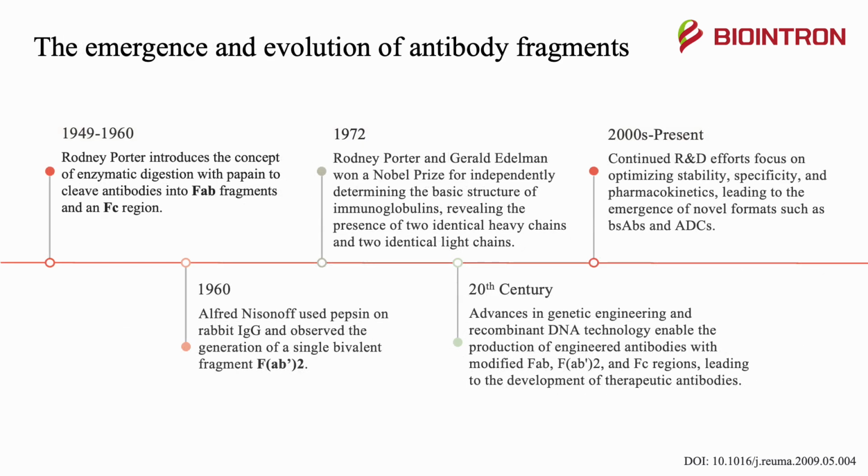The emergence of antibody fragments began in 1949, when Rodney Porter introduced the concept of enzymatic digestion with papain to cleave antibodies into Fab fragments and an Fc region. At a similar time, Alfred Nisonoff used pepsin on rabbit IgG and observed the generation of a single bivalent fragment, Fab2. In 1972, Rodney Porter and Gerald Edelman won a Nobel Prize for independently determining the basic structure of immunoglobulins, revealing the presence of two identical heavy chains and two identical light chains.